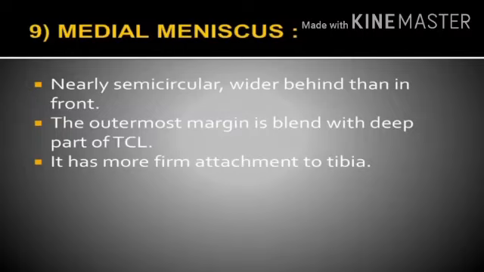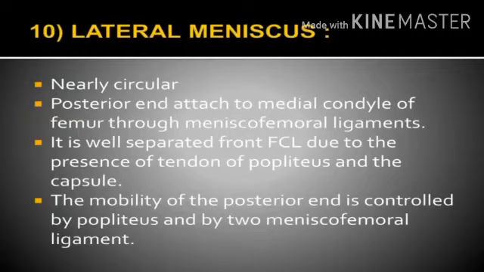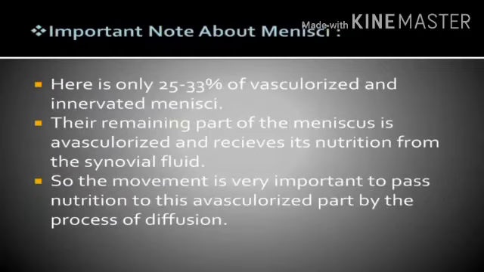Lateral meniscus: nearly circular because the lateral condyle of the tibia is circular. Posterior end is attached to the medial condyle of the femur through the meniscofemoral ligament. It is well separated from the FCL due to the presence of the tendon of popliteus and the capsule. The mobility of the posterior end is controlled by the popliteus and by the two meniscofemoral ligaments.